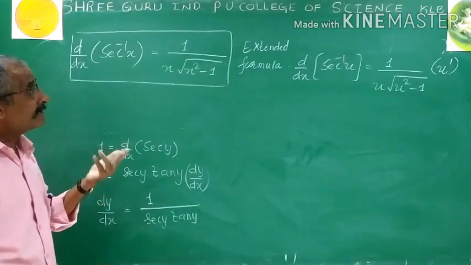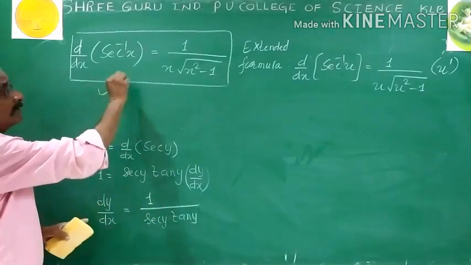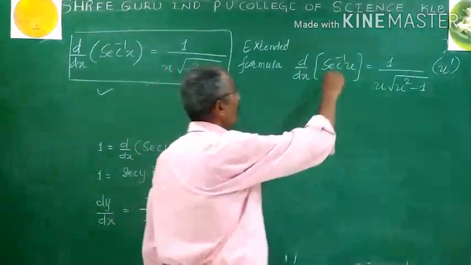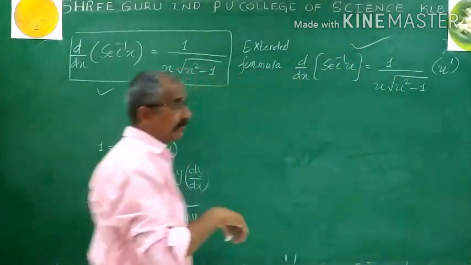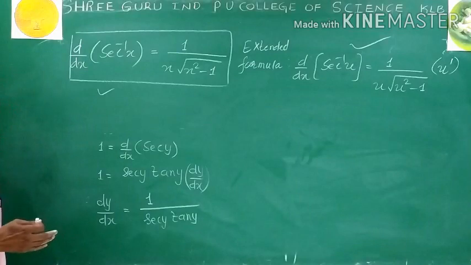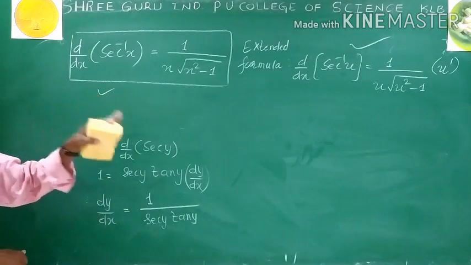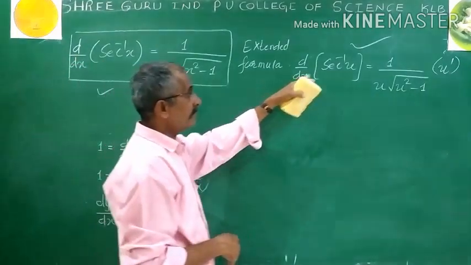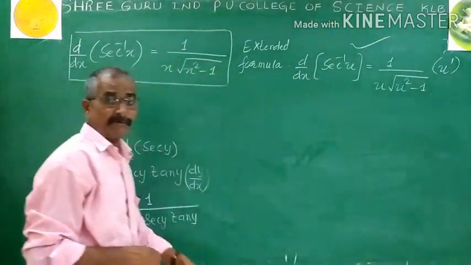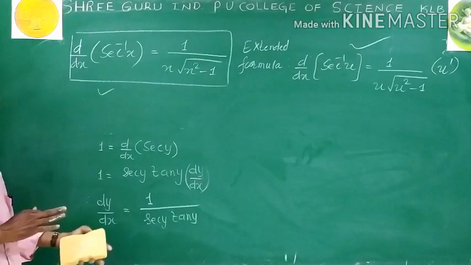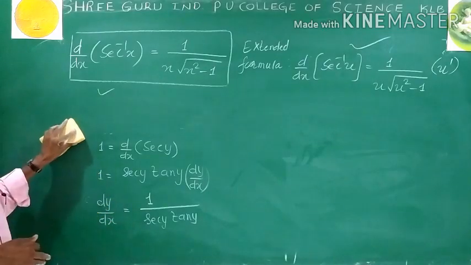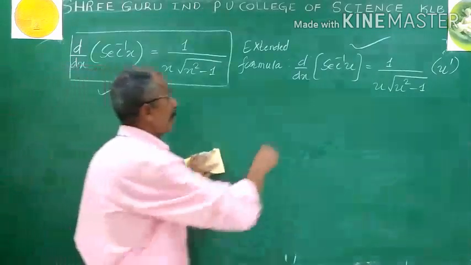Actually, my advice is that instead of these formulas, you try to keep in memory the extended formula, the composite function formula, because it can be easily transferred to any functions. You can remember both, but better is to remember the composite function formulas, because they can be applied for any functions: x, x square, x cube, sin x, log x, etc.